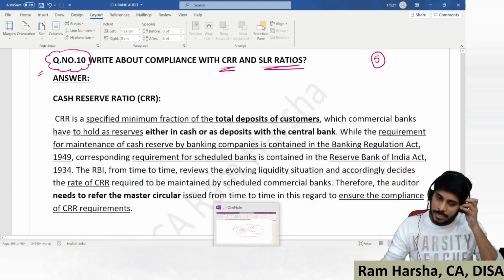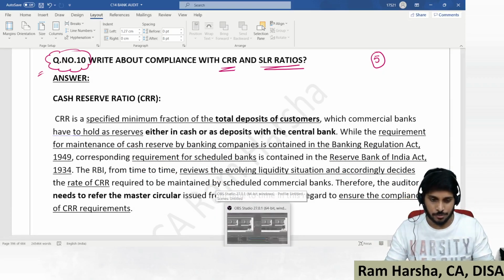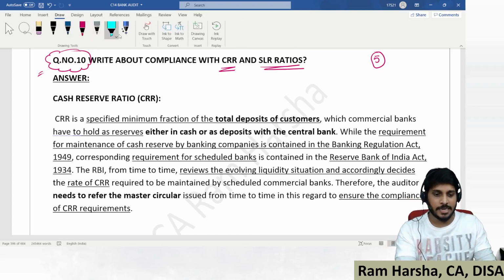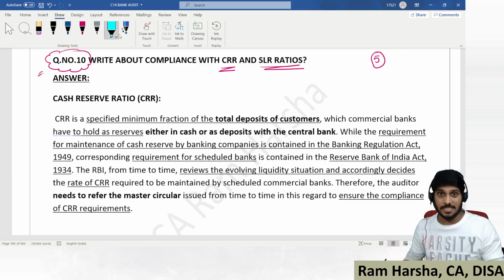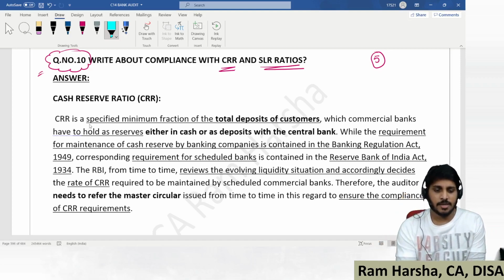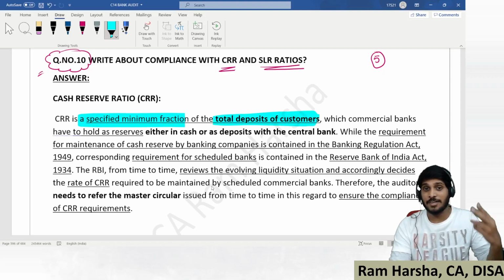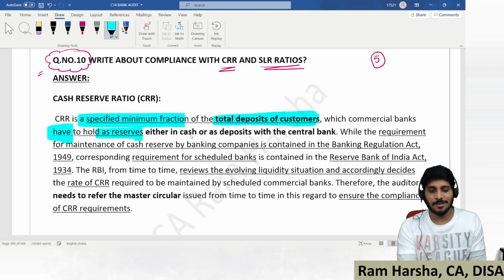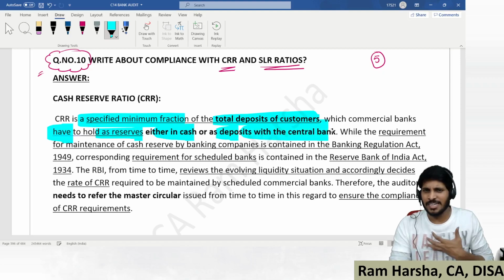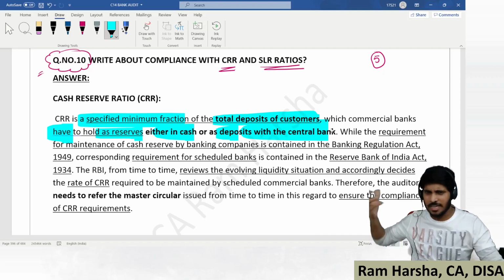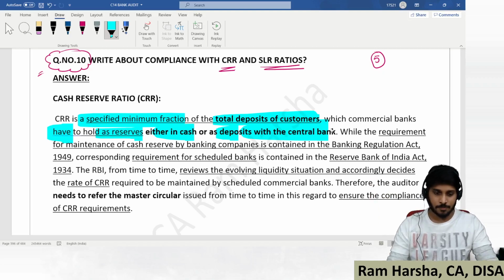Question number 10: write about compliance with CRR and SLR ratio. So what is CRR? I told you CRR is to maintain liquidity, whereas SLR is to maintain solvency. CRR is to maintain the liquidity of the bank. SLR is for protecting the solvency of the bank. CRR is a specified minimum fraction of total customer deposits. Deposits of the customer are classified into two types, time deposits and demand deposits, which commercial banks have to hold as reserves either in cash or as deposit with the central bank. What is the central bank in India? Reserve Bank of India. That is what CRR is. The CRR amount is with the RBI. SLR we keep within the bank in the form of securities, bonds, gold, like that.